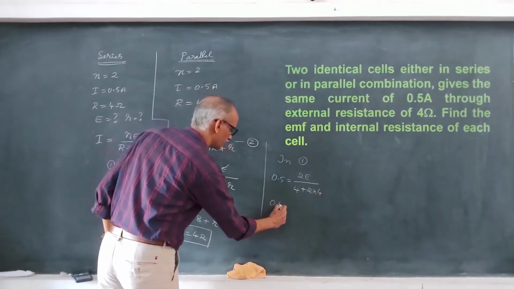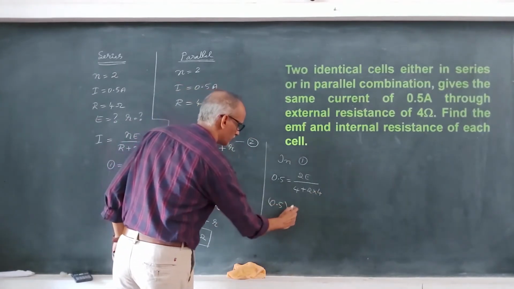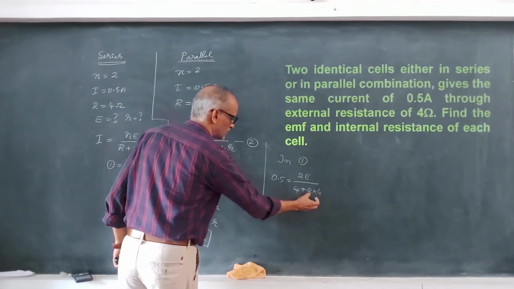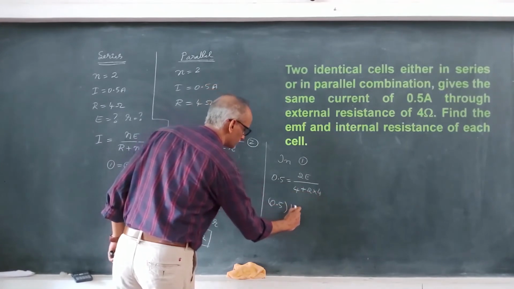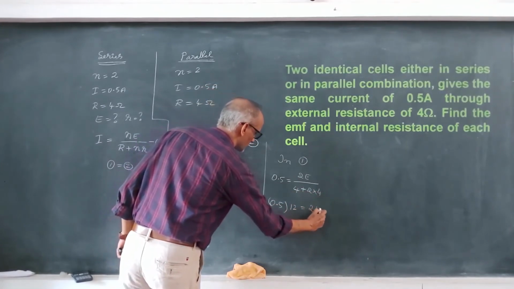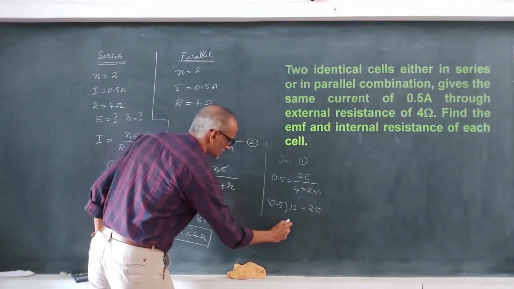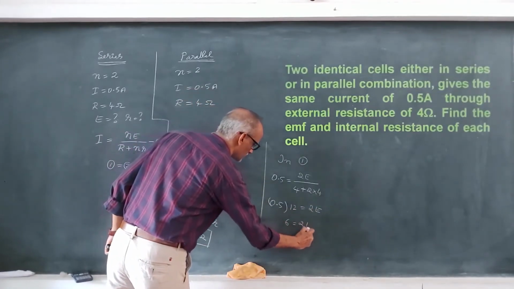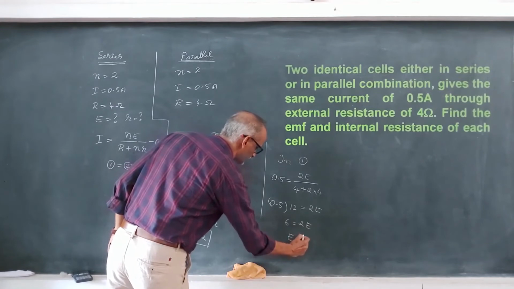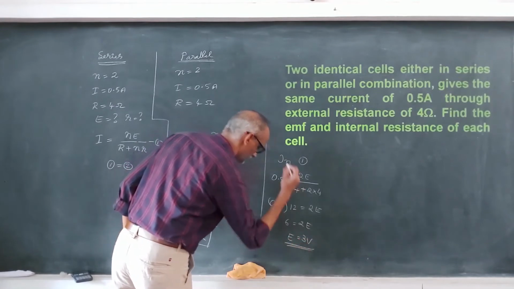So 0.5 into, this is 4 into 2 here, 8, 8 plus 4, 12. That's equal to 2E. 12 into 0.5 is 6, that's 2E. Therefore, the value V is 6 by 2, which is 3 volt.